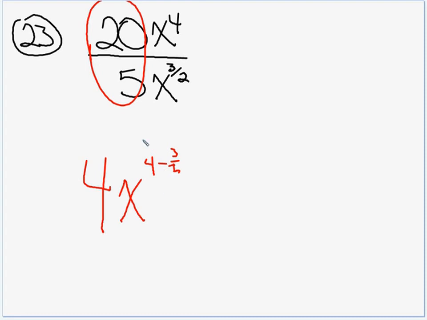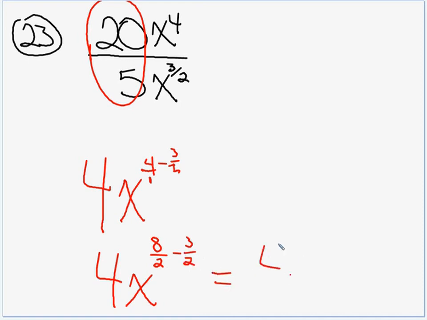To add or subtract fractions, I would like to see my 4. There's a 1 under it now. I'd like to see that have a common denominator of 2. So if I multiply my denominator by 2, that'll match. I have to multiply my numerator by 2. So the 4 over 1 is the same as 8 halves. And that's going to be minus 3 halves.